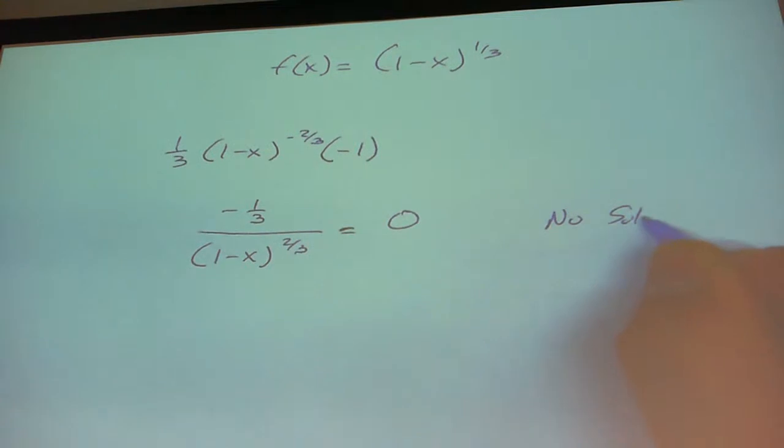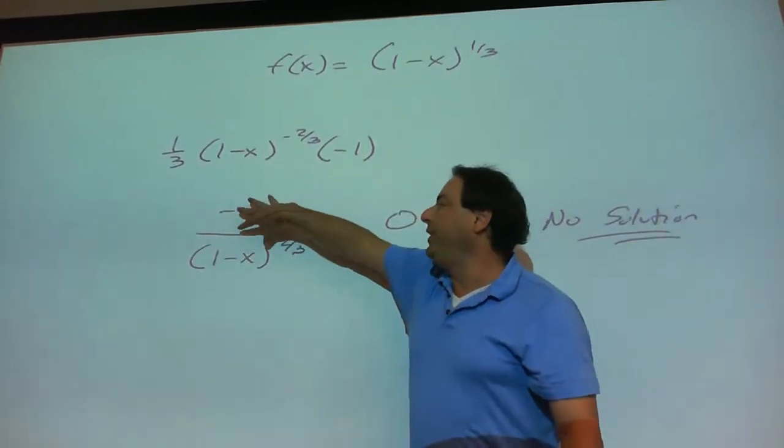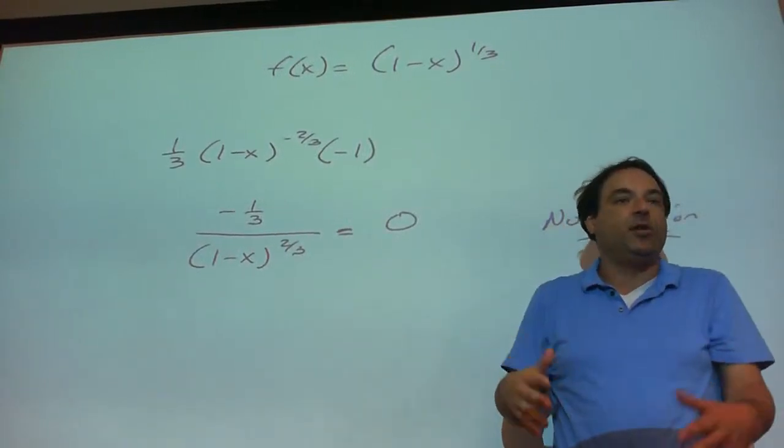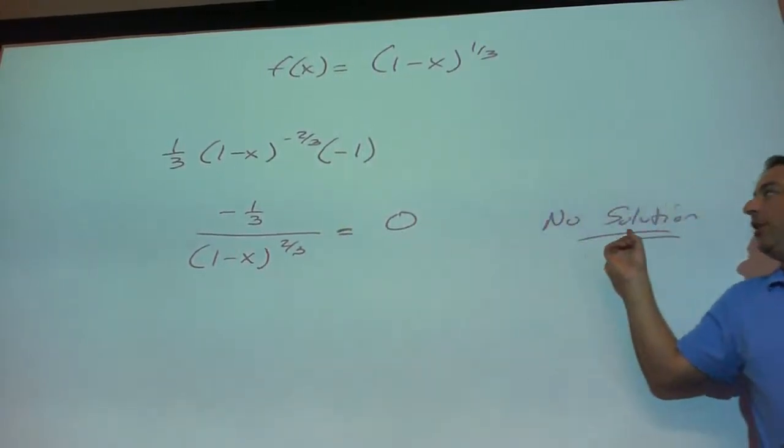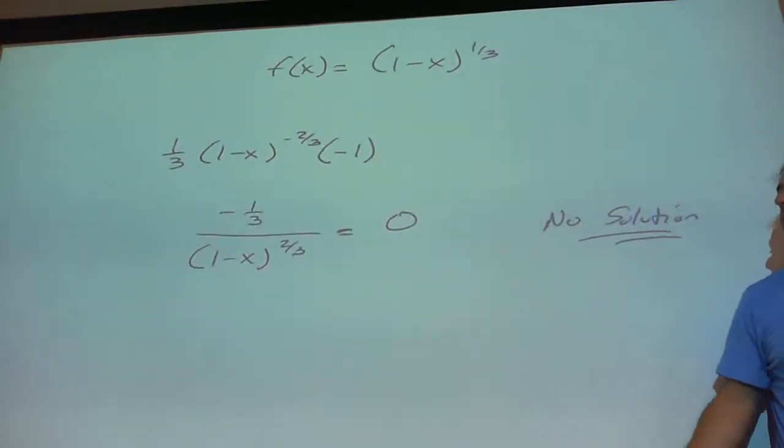No solution. You can't solve if there is no x. So bottom line, if this was a graph, when will this graph touch 0? It will never touch 0. It never crosses 0. There is no answer. There's no solution. Okay, algebra, algebra, algebra.